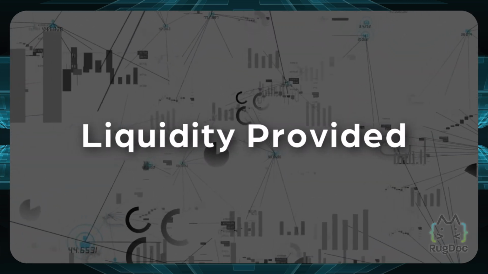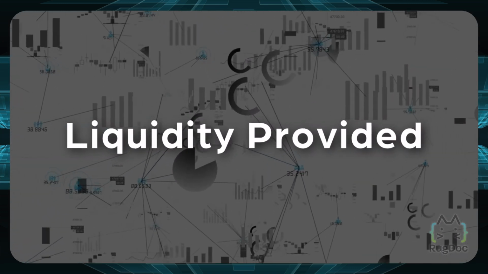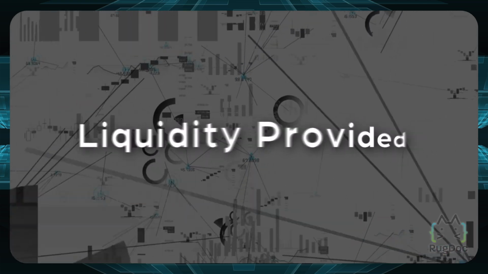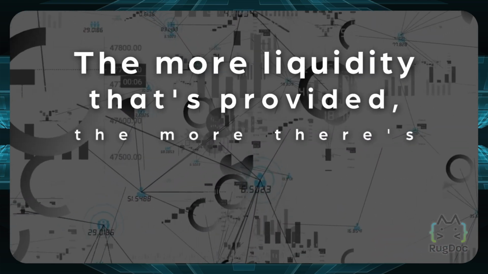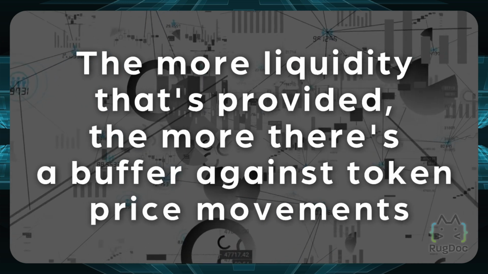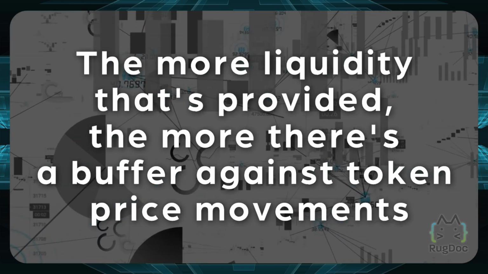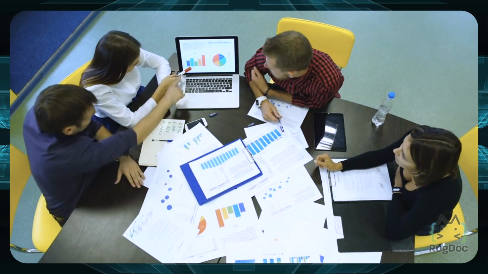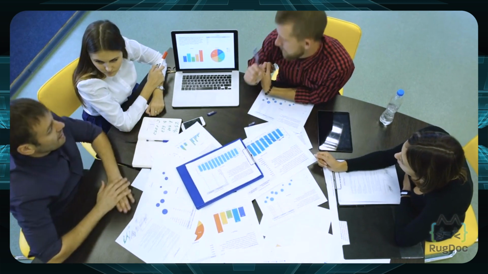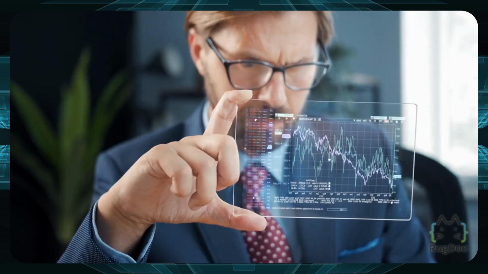This is the amount of team liquidity provided as a key contributor to a farm's survival. Now, obviously, the more liquidity that's provided, the more there's a buffer against token price movements for investors to extract. If the liquidity is even locked or burned, it can also represent a team's financial commitment to the project. But there's also another hidden factor.